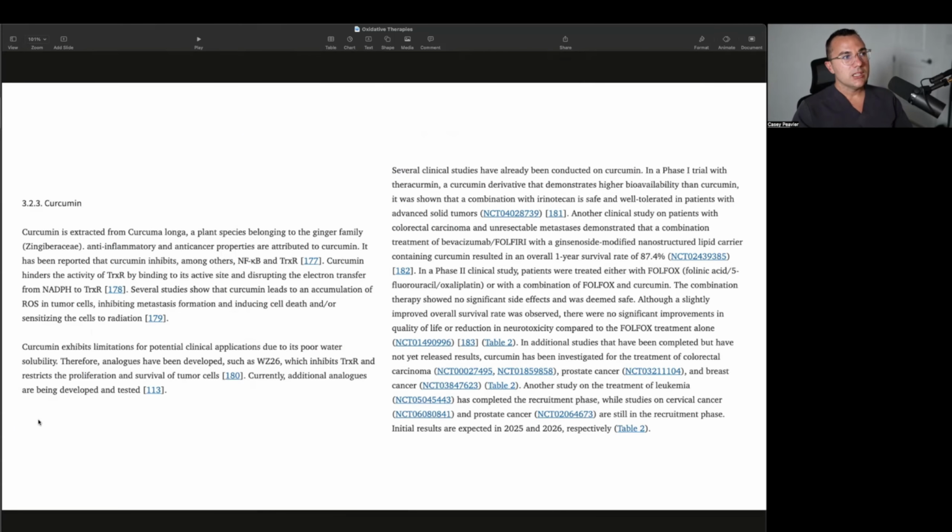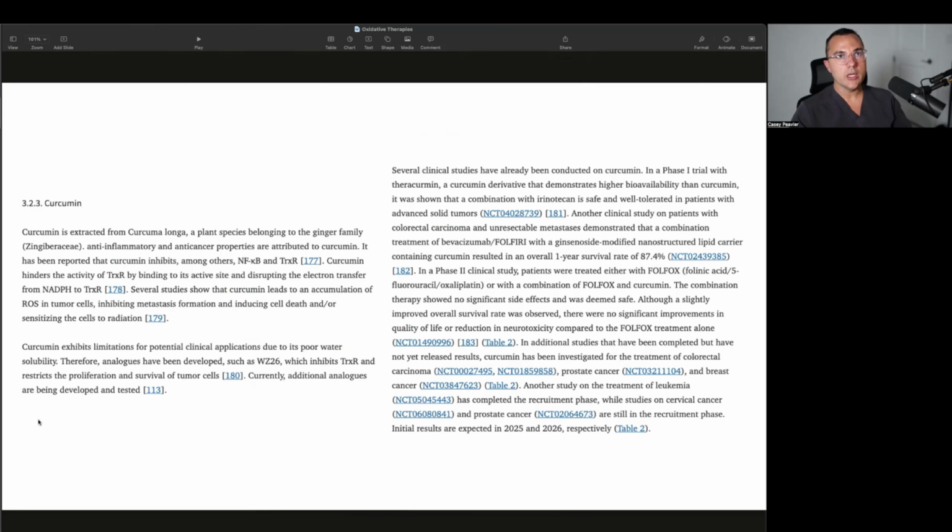Curcumin exhibits limitations for potential clinical applications due to its poor water solubility. Therefore, analogs have been developed, such as WZ26, which inhibits TRXR and restricts the proliferation and survival of tumor cells. Currently, additional analogs are being developed and tested. Several clinical studies have already been conducted on curcumin.